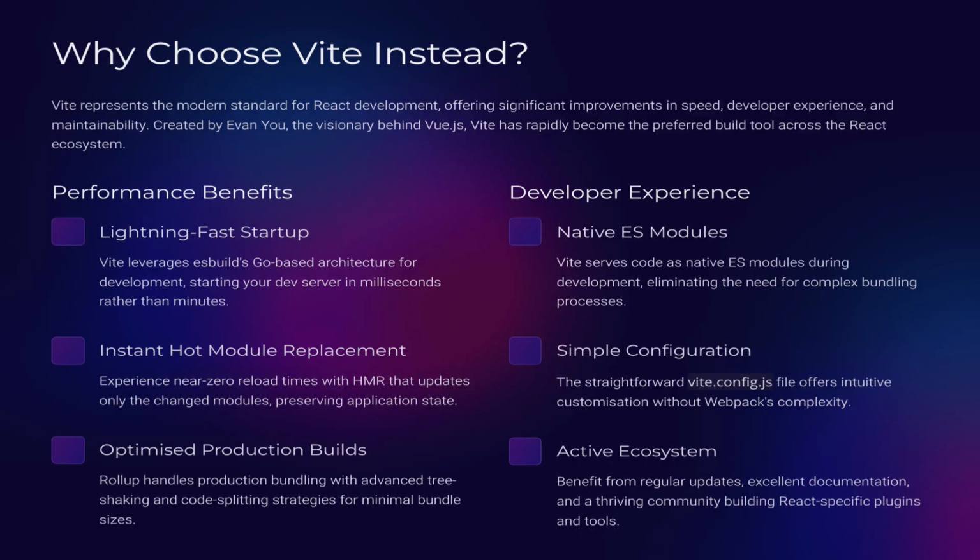On the developer experience side, Vite serves your code as native ES modules during development, which means no complex bundling. The configuration is super straightforward, just a simple vite.config.js file that's actually readable, and when you're ready for production, Rollup handles the bundling with advanced optimization, giving you tiny bundle sizes. Plus, Vite has an active ecosystem with regular updates and tons of React-specific plugins.